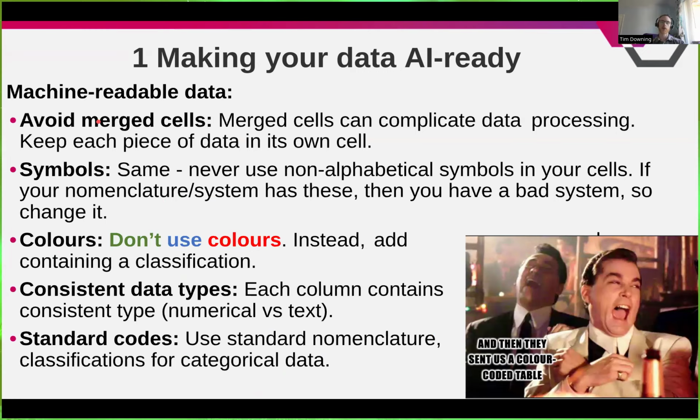What else? Machine readable data. How do we achieve that? Avoid merged cells. Don't use symbols. Don't use colors. Use numbers to denote particular features. Use consistent data types and standard codes.